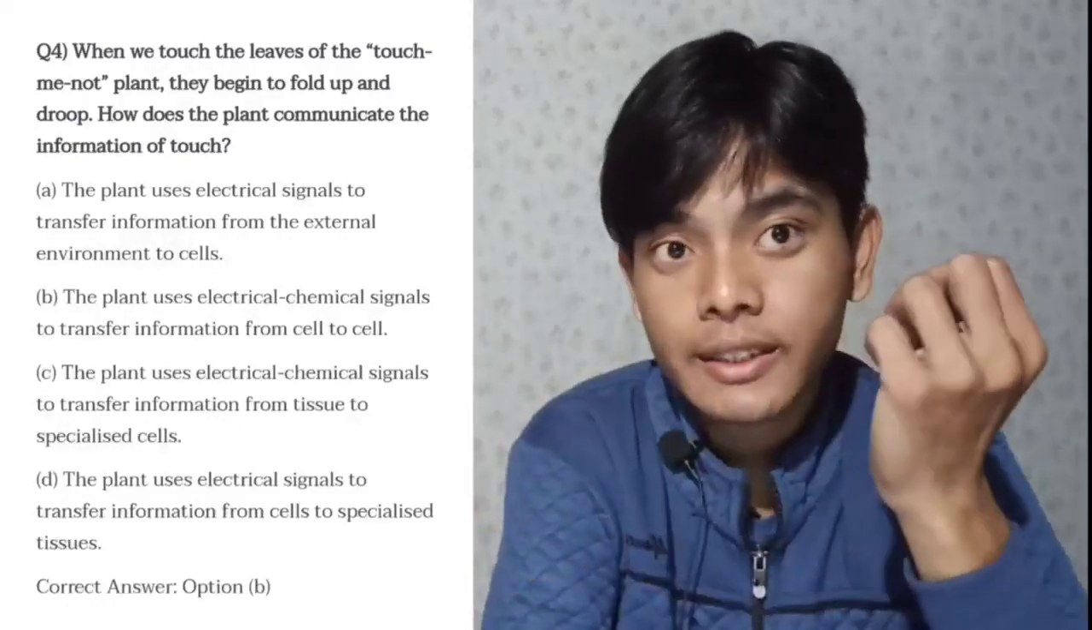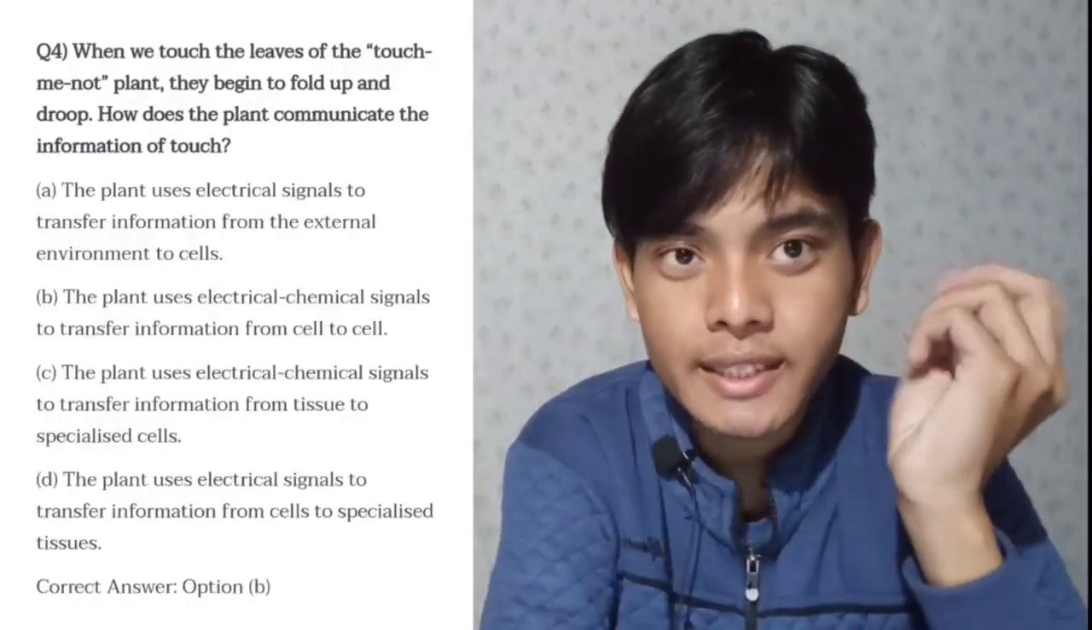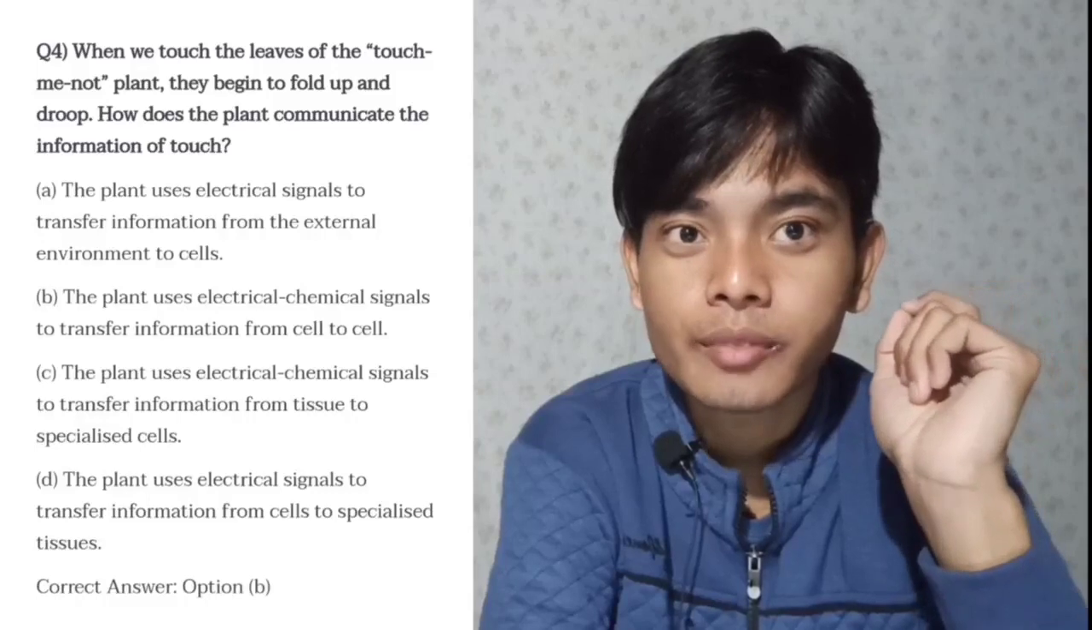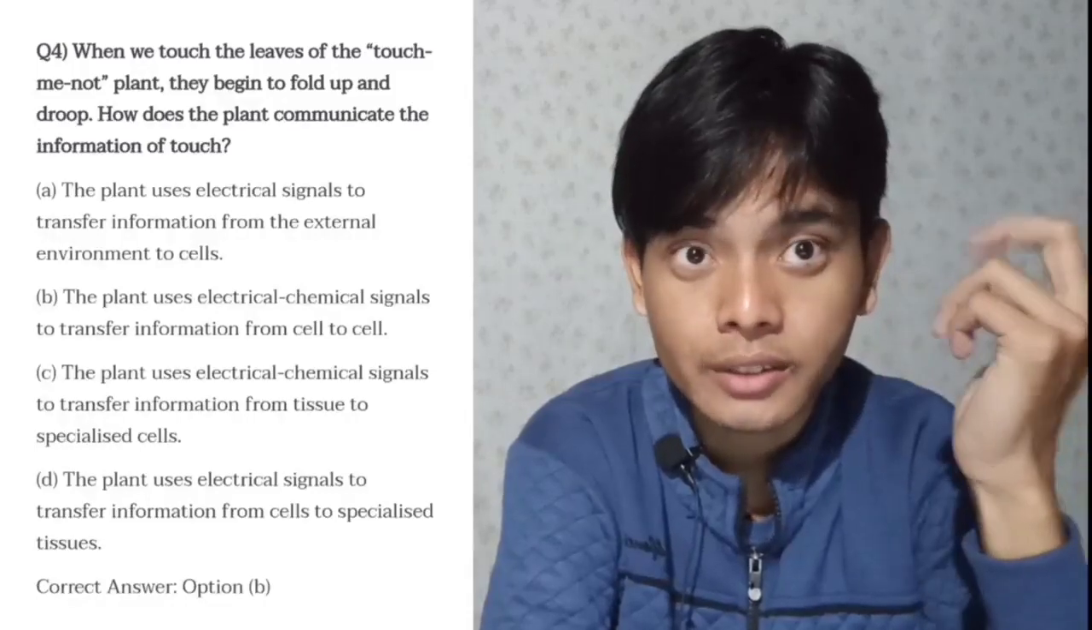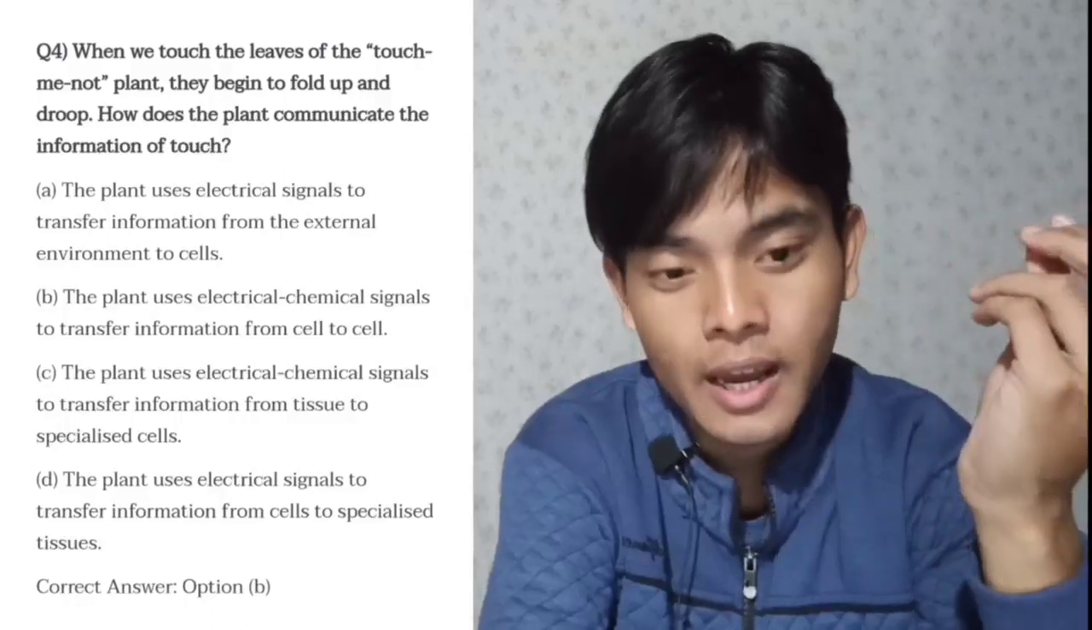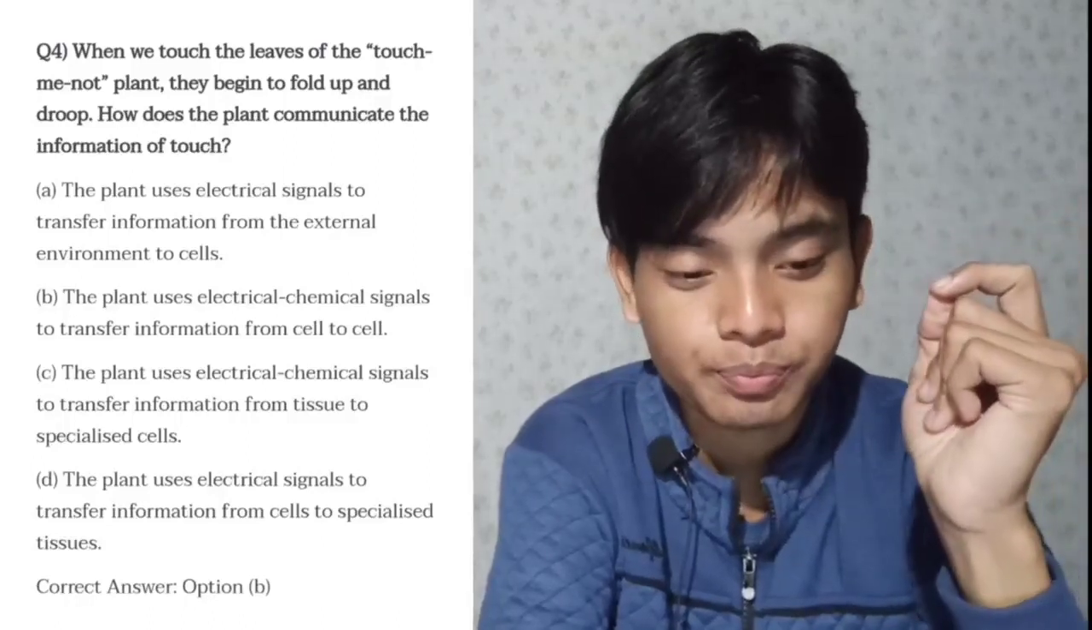Chemical and electrical signals transfer from specialized cell to cell in response to touch, and the leaves fold when touched. So immediately they fold up and droop in response to touch.